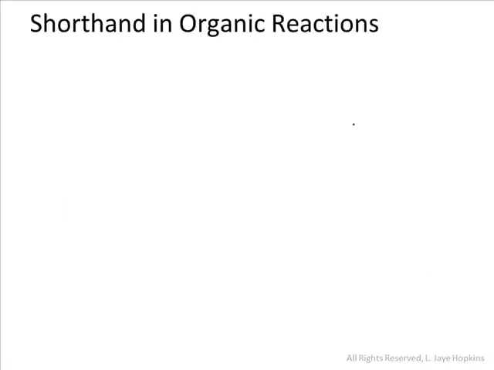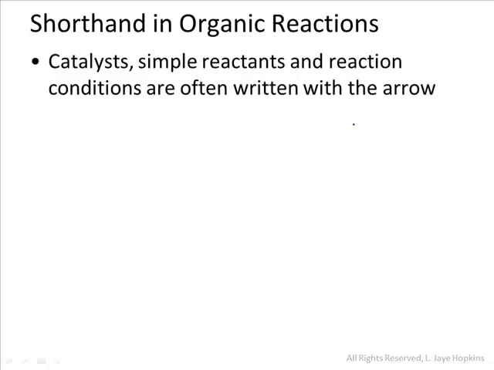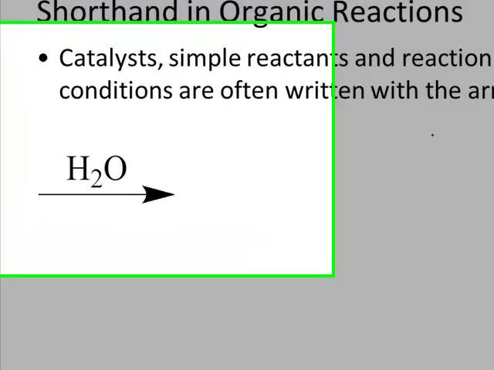One thing you'll notice that's different about writing chemical reactions in organic chemistry than general chemistry is that we use a lot of shorthand. We've already seen examples such as how we condense many molecules so that we don't have to write them out in too much detail. There's other types of shorthand you'll notice as well. One thing that's very different is that when we write organic chemistry reactions, we often like to simplify them by writing things like catalysts, simple reactants, or reaction conditions right above the arrow that's in the chemical reaction. It would look something like this.